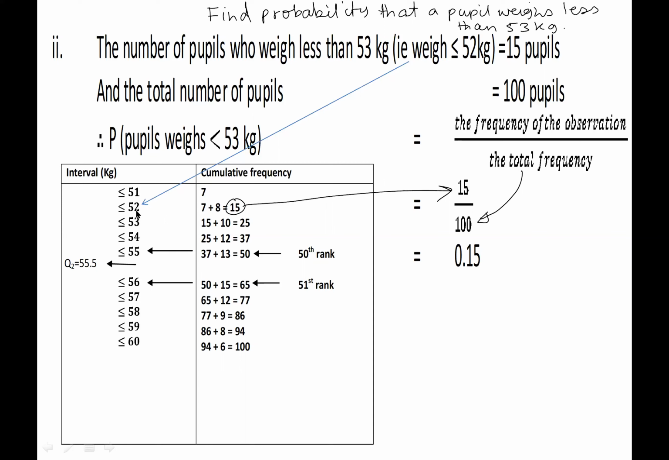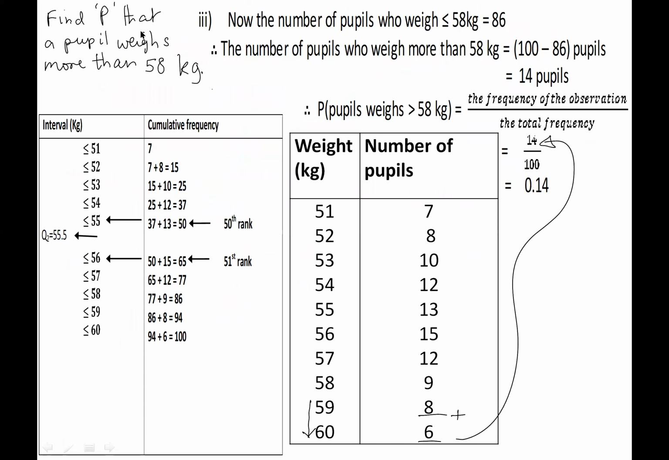Less than 53 kilograms will be 52 or 51, which would be this value, less than or equal to 52, which is equivalent to less than 53. And that is 15 pupils who would weigh less than 53 kilograms, which would be less than or equal to 52 kilograms. So that 15 is what would go on top here. So the answer would be 15 over 100, or 0.15. So be wary of little tricks like that, because these are tricky. They have a lot to do with your English interpretation of things. All right, so the next one, they said, find the probability that a pupil weighs more than 58 kilograms.